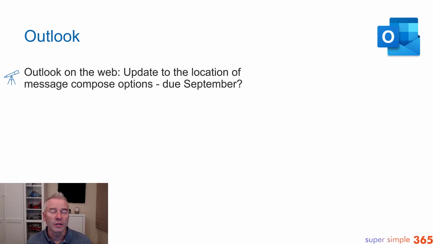What else we got here? So one to watch, Outlook on the web, an update to the location of the message compose options. That's all I know at the moment, but it looks like some more changes. They've been a bit busy with Outlook recently, haven't they? But look out for that change due September. I don't think it's going to be in September, but I'll update you maybe next time.